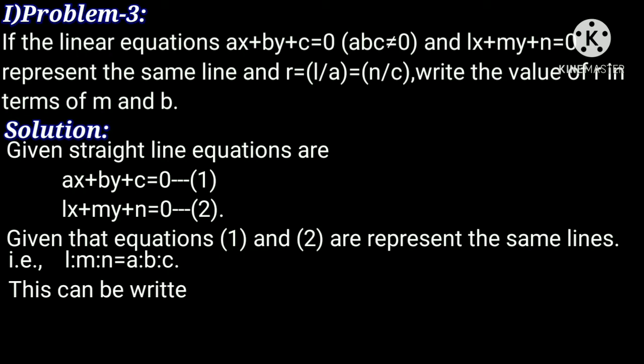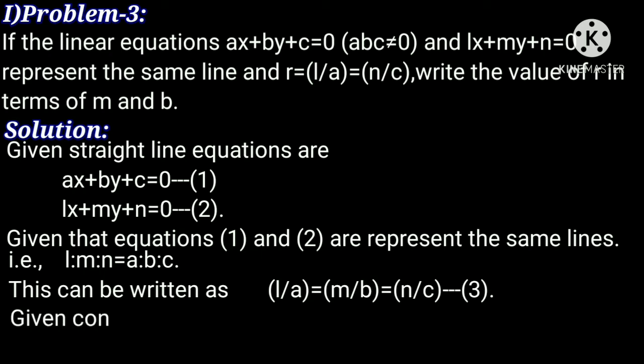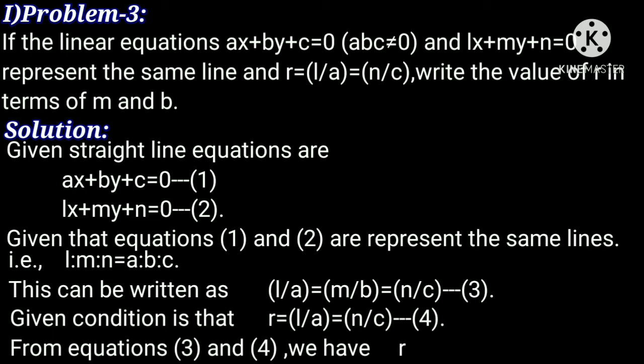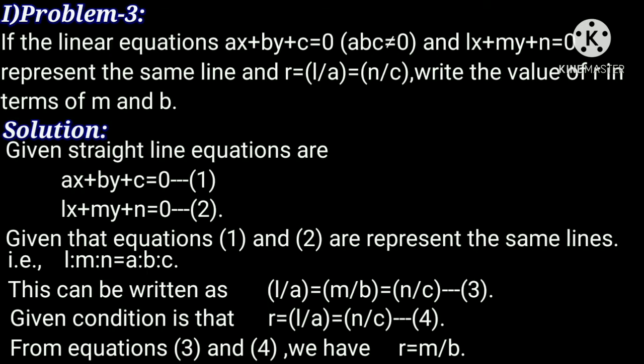This can be written as l by a equal to m by b equal to n by c. This is equation number 3. Given condition is that small r equal to l by a equal to n by c. This is equation number 4. From equations 3 and 4, we have small r equal to m by b. This is our required problem solution.